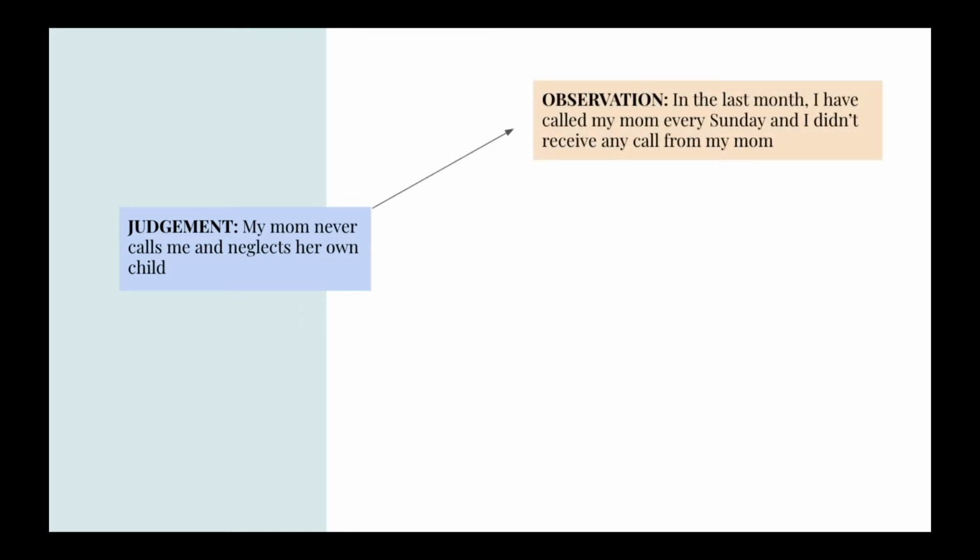Now, starting with observations, the reason why I'm making this judgment is because I have experienced something. This is an observation. This observation is that in the last month, I called my mom every Sunday and I didn't receive any call back from her. So, since this is something that actually happened and can be verified or it can be caught on film, if I were to say this to her, it would be received fine without arousing any adverse reactivity from her.